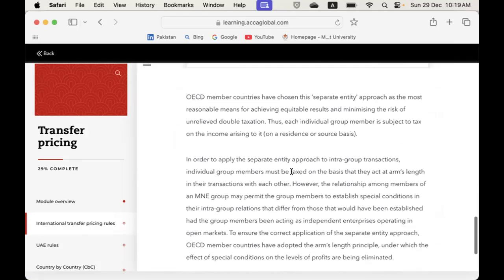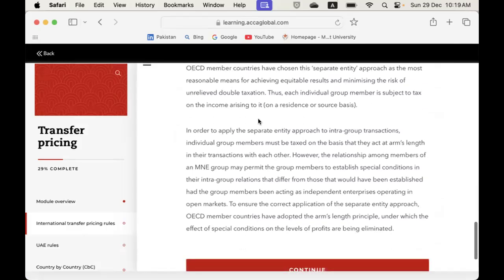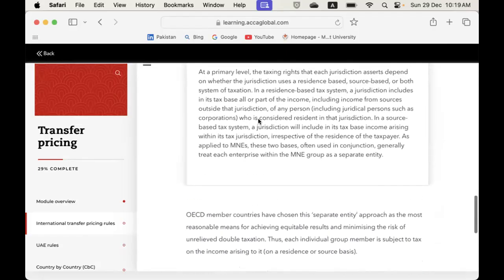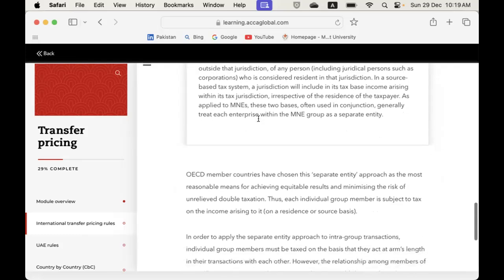Now, coming further, this was basically the summary of this point. OECD member countries have chosen a separate entity approach as the most reasonable means of achieving equitable results and minimizing the double taxation risk. So when we say separate entity approach, that means permanent establishments are treated as if they are separate entities, in short. Okay, that's how it is.